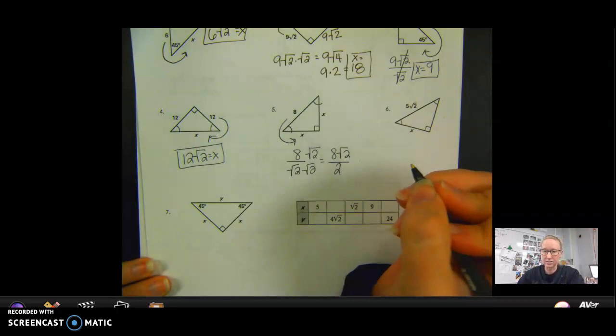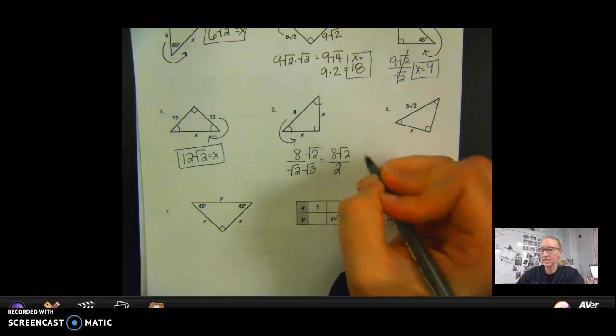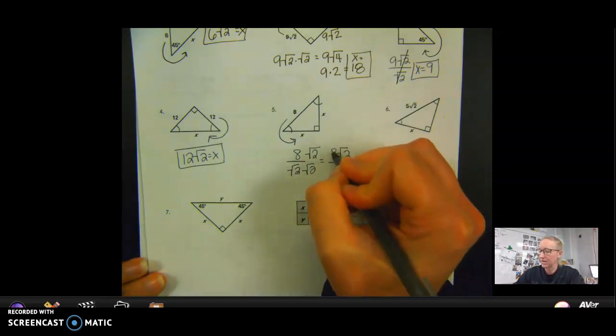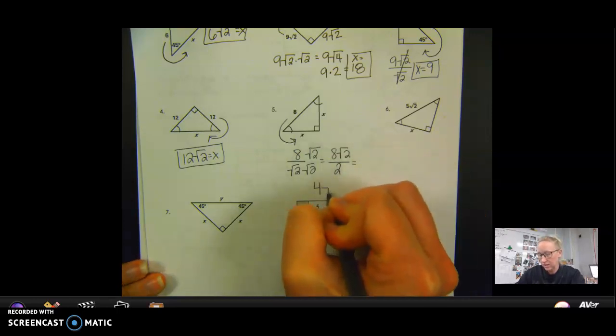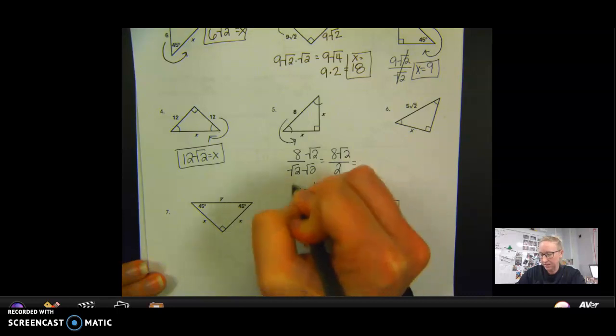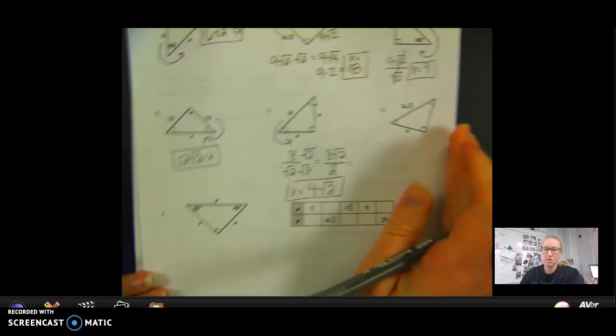That is not my answer. You do not want to put that in as an answer because that's not reduced. Because now I can do outside divided by outside. 8 divided by 2 gives me 4. Then I'm left with the square root of 2. That is for x. All right, one more.